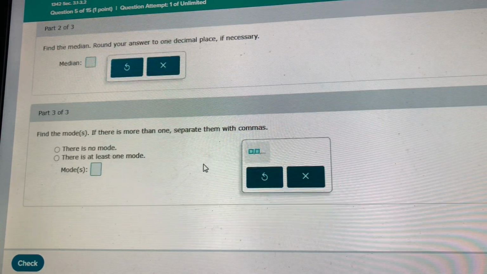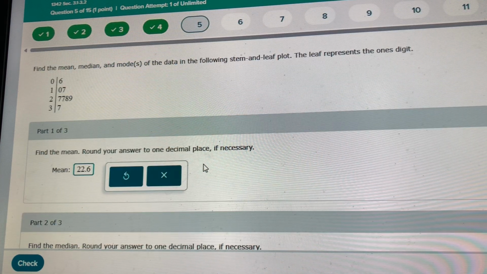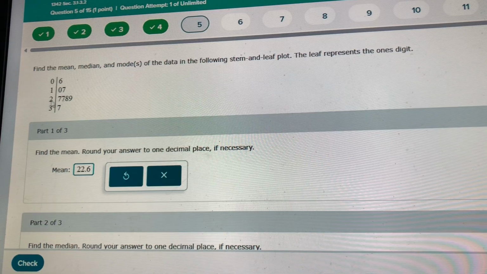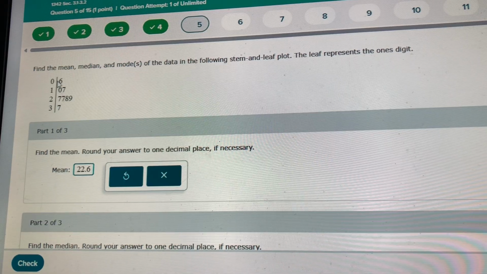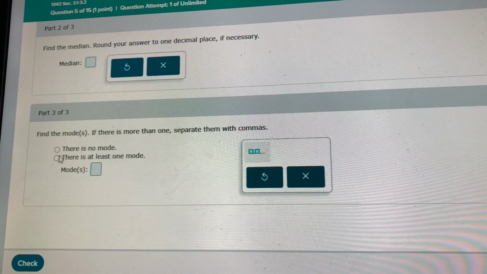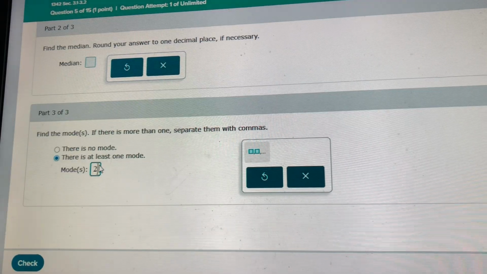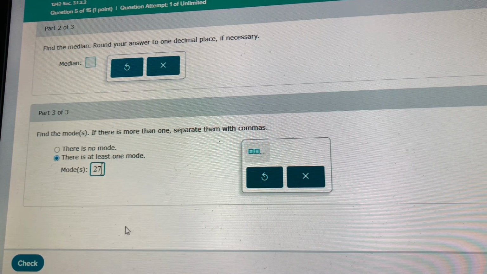And I can't check it yet because they want me to do the other ones. So there's one number that repeats. There's two 27s. Everything else happens once. So there is one mode. That's weird. We keep getting exactly one mode every time, but 27's the mode.